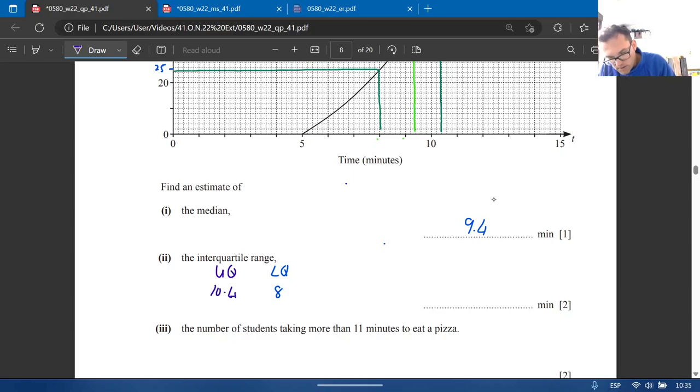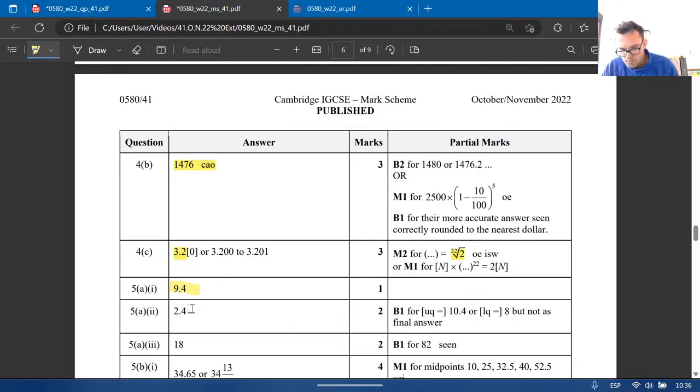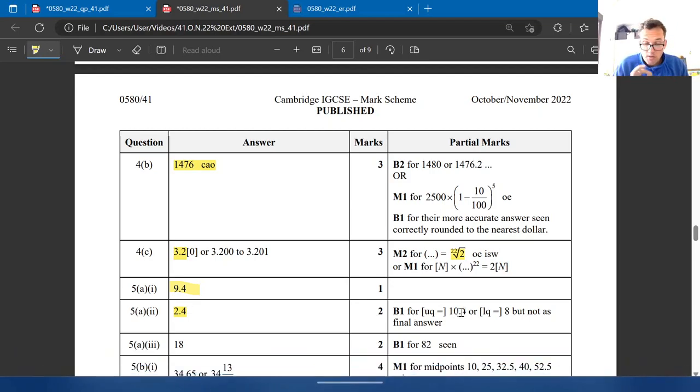So the interquartile range is when you subtract the lower quartile from the upper quartile, or rather the distance between these two values. That is the interquartile range. Okay. 10.4 minus 8 being 2.4. Bang on. Excellent. Okay. Be accurate. You see, you can't be one square off here, yeah? Be accurate.